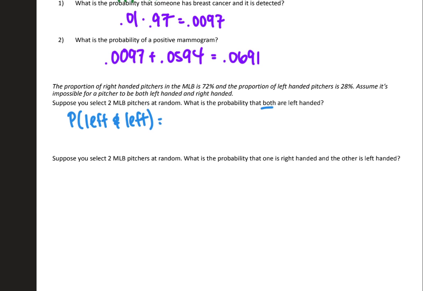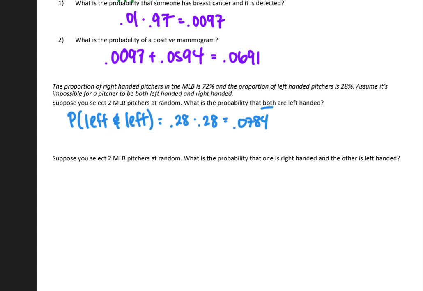So in this case, we're going to do 0.28 times 0.28, or 0.28 squared. And that's going to be 0.0784. All right, so now it says, suppose you select two MLB pitchers at random. What's the probability that one is right-handed and the other is left-handed?